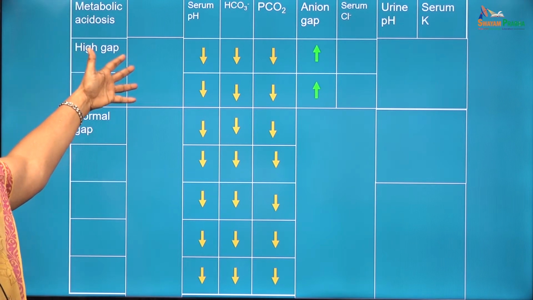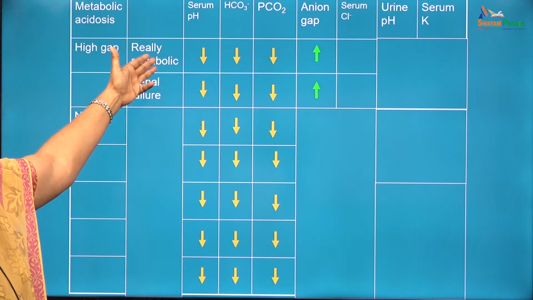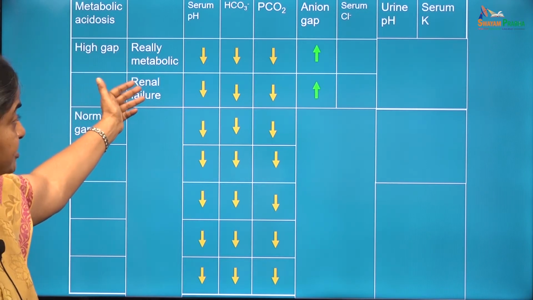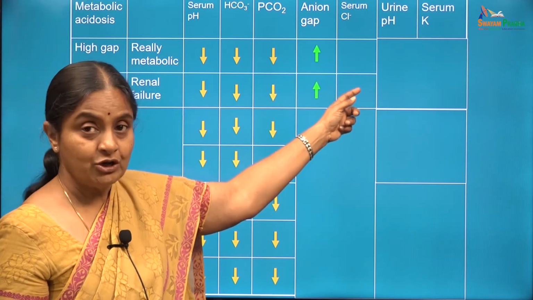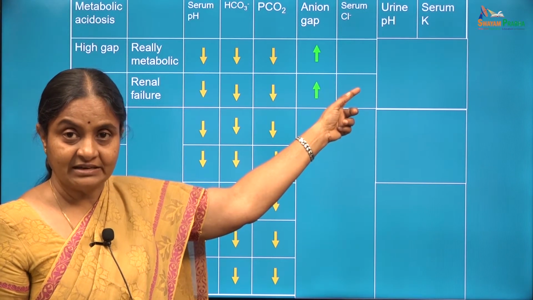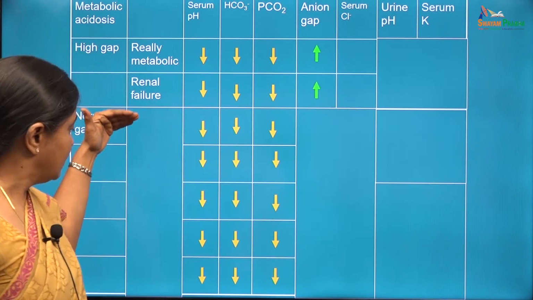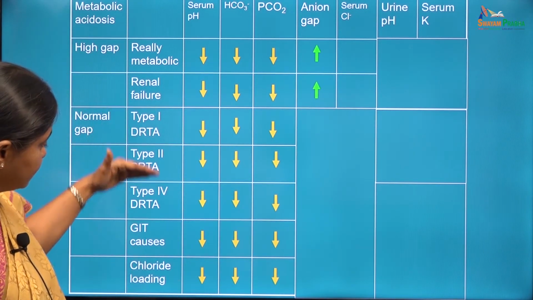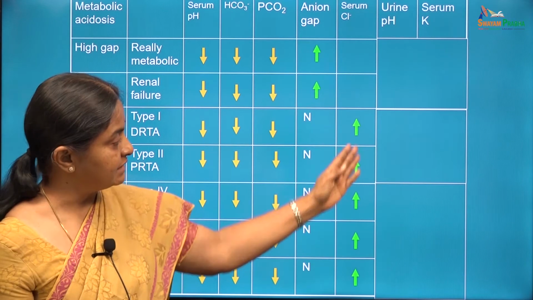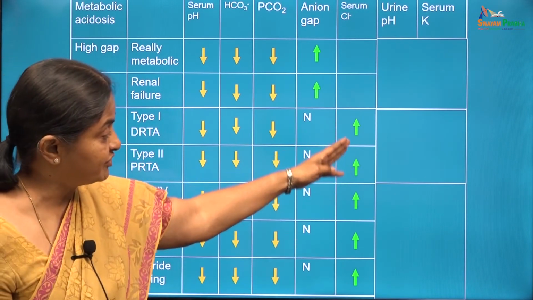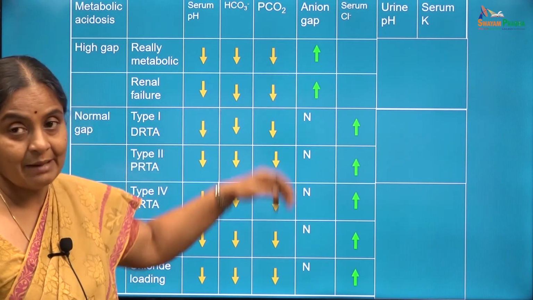In these two conditions of high gap acidosis, the really metabolic conditions, that is diabetic ketoacidosis, lactic acidosis, etc., and in renal failure, the anion gap is high. It is best not to comment on chloride levels here, because we have seen that it can be low, normal, or even high sometimes. Whereas in all these other types of acidosis, the renal causes, GIT causes, and chloride loading, anion gap is normal and there is hyperchloremia. This is what we refer to as normal gap or hyperchloremic acidosis, and these two are high gap acidosis.